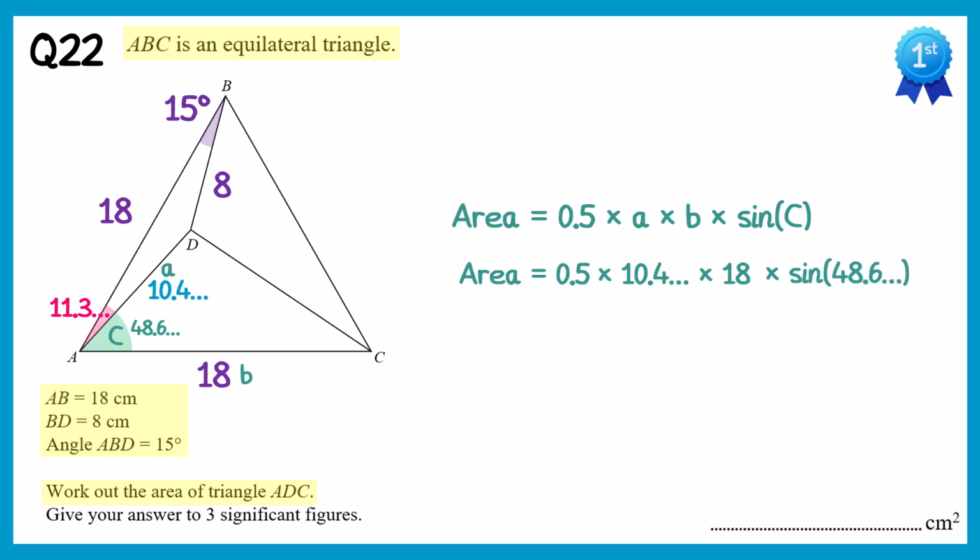So you now want to type this into your calculator, but once again, for the 10.4 and so on, and the 48.6 and so on, you want to use the full numbers. If you do this, you'll end up with this answer here. The question says to give your answer to 3 significant figures, so we'd round this off to 70.7, and that's the answer to the question.